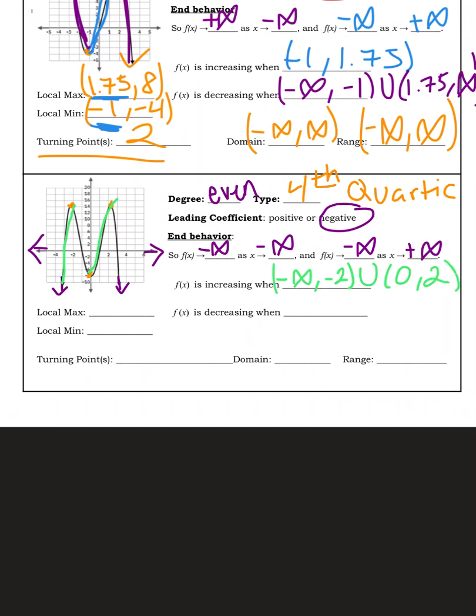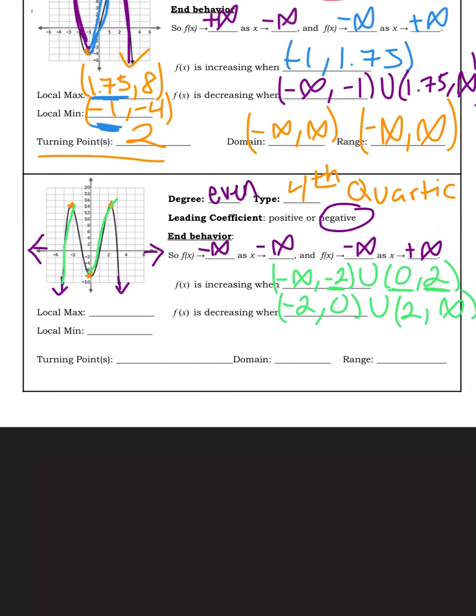Which means the parts that are not highlighted are the parts that are going to be decreasing. So I'm going to pick up where the other one left off at -2 to 0, because that's talking about these 2 parts that are missing. And then from 2 to infinity. So when we put the increasing and decreasing together, we should have every number.